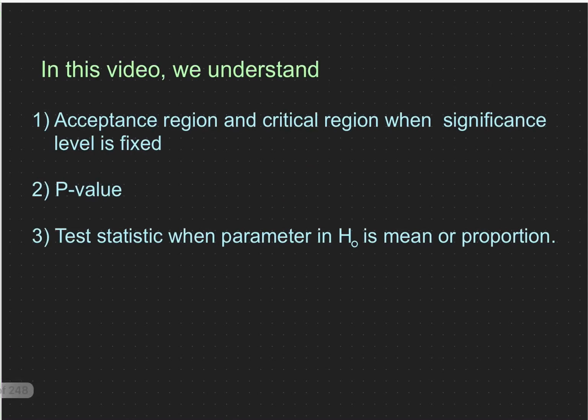In particular, we understand how to find the acceptance region and critical region when the level of significance is fixed, and we also see how to find the p-value, how to identify the test statistic and find its value, and how to make a decision when we have these two values.